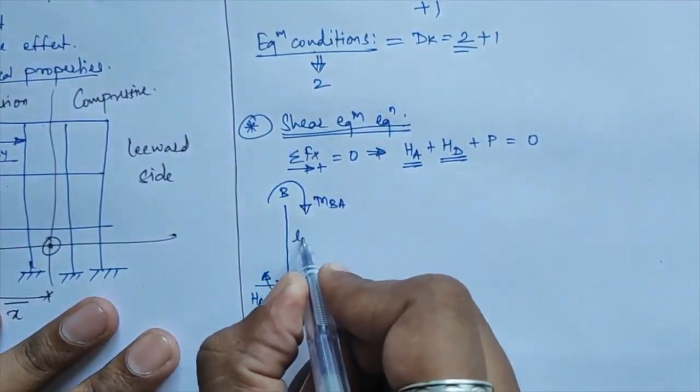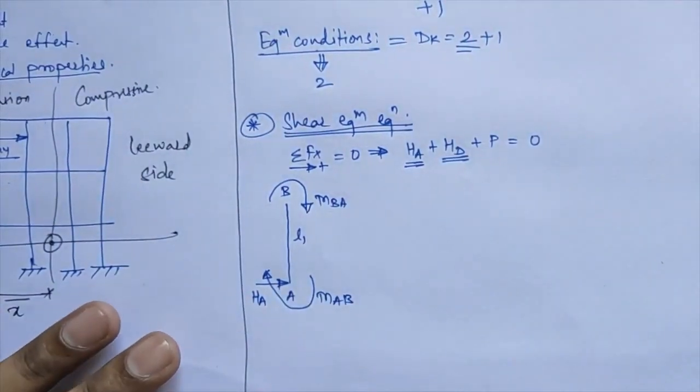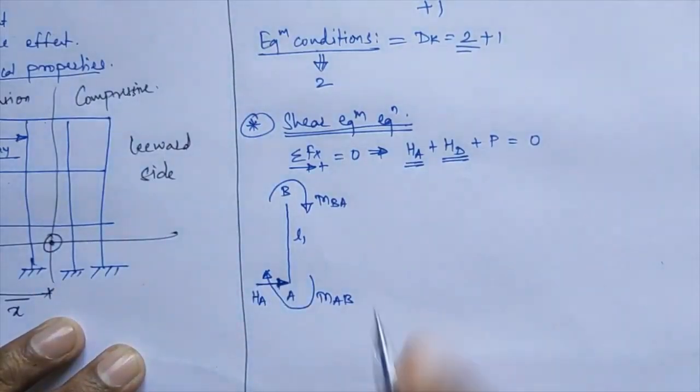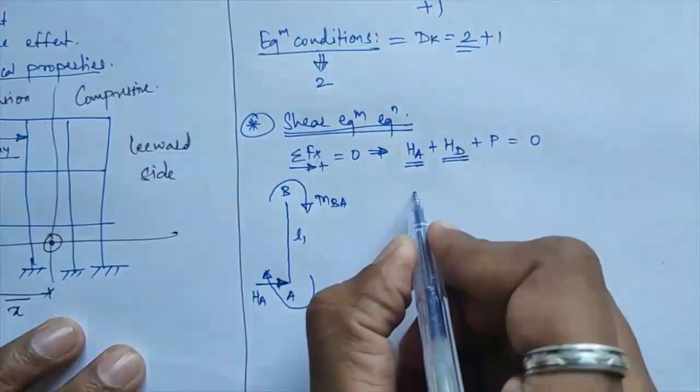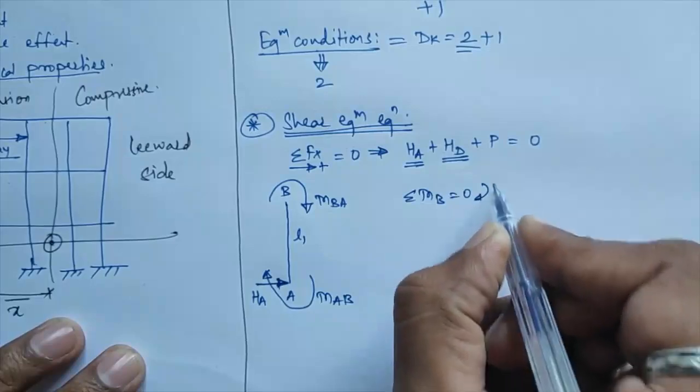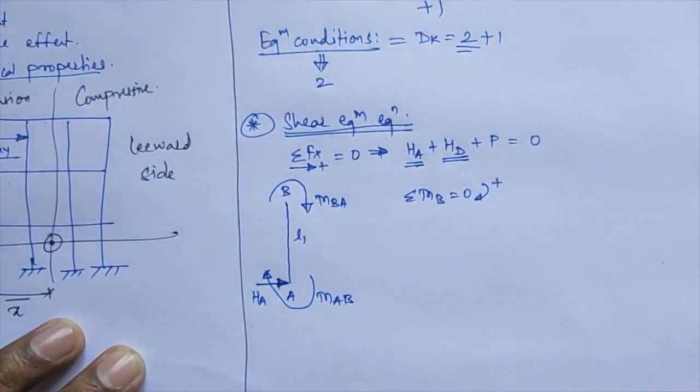Suppose the length of this column is L1. Okay, so I have to calculate the value of HA. So I'll take the moment at point B. I'm writing the equation summation of moment at B is equal to 0, treating clockwise moments again as positive. Okay, so what equation will you get here?